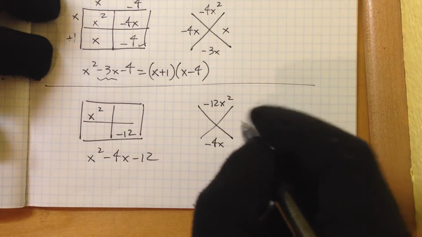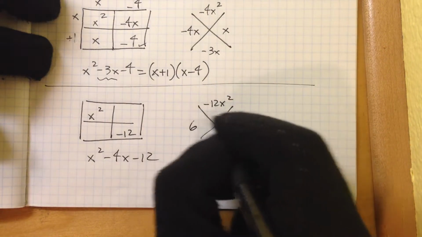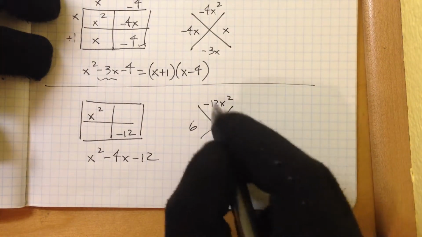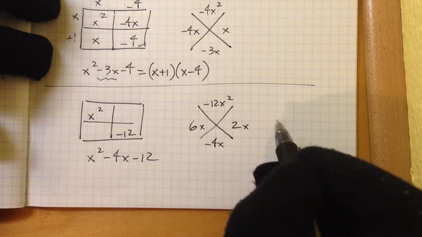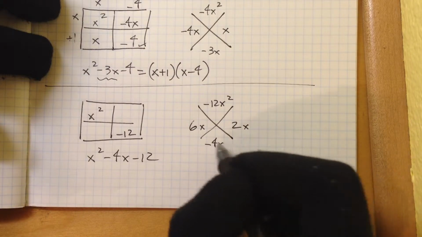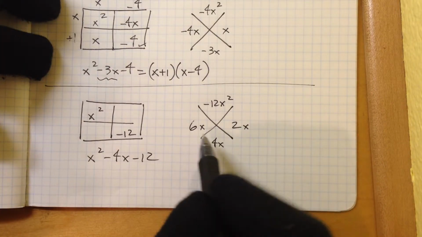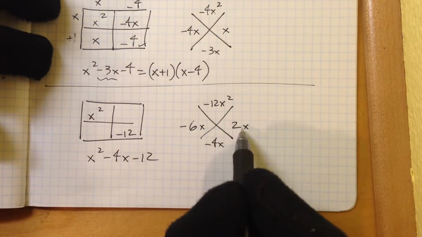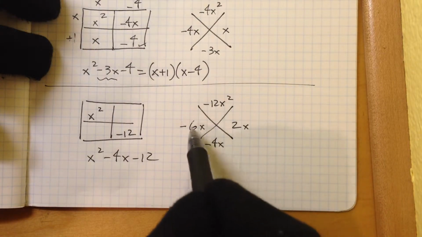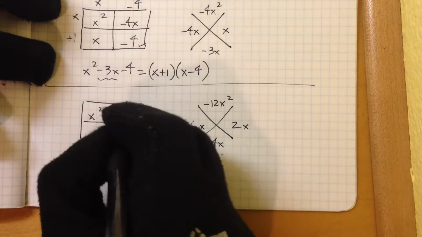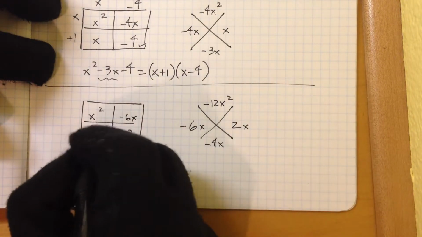Well, I know that, let's see, 6 and 2 will give me 12. Each of them will need an x, and we need some negatives because when we add them, I need to have negative 6x and a positive 2x to take me there. Perfect. So I multiply those together. Yes. I add those together. Yes. So I get a negative 6x and a positive 2x.